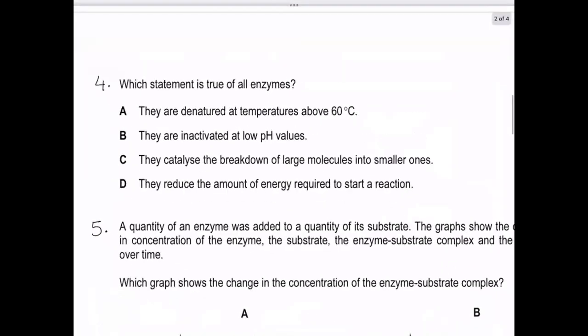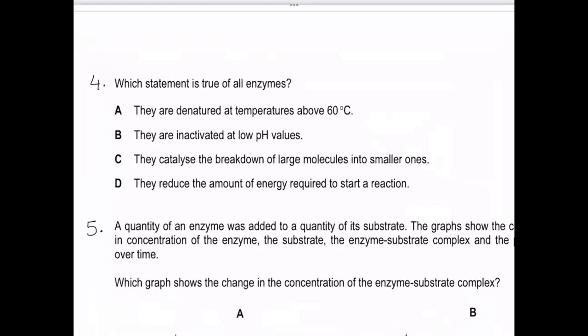And then moving on to this one. Which statement is true of all enzymes? Yes, Amna. This is D. D, yes, for all enzymes, because all enzymes are not inactivated at low pHs. All enzymes don't catalyze the breakdown. They might catalyze the making of some molecules or the detoxification of some molecules.